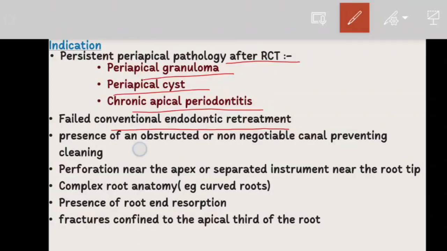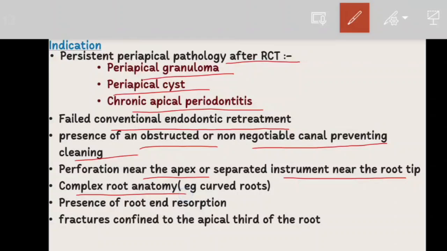The third one is the presence of an obstructed or non-negotiable canal preventing the cleaning. So if the canal is blocked and cannot be cleared, then surgery is needed. The fourth one is perforation near the apex or a separated instrument near the root tip. Next is complex root anatomy, for example a curved root. Next is the presence of root resorption, and the last one is fractures confined to the apical third of the root. Means if the fracture is only at the root tip, then apicoectomy is possible.